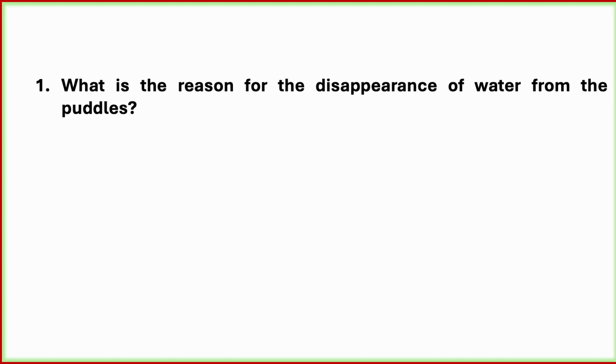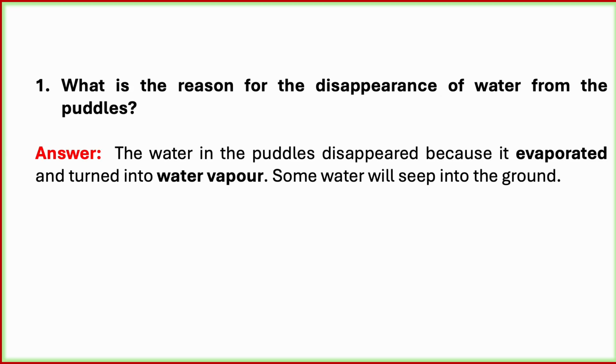What is the reason for the disappearance of water from the puddles? When there is rain, water collects in the form of small puddles on the road or ground. After some time, these puddles disappear. Now, why does this happen? The water in the puddles disappeared because it evaporated and turned into water vapor. Some water will seep into the ground.